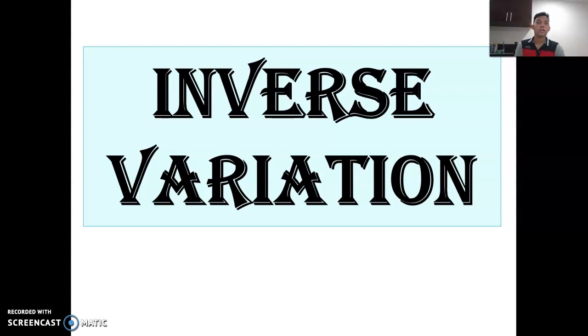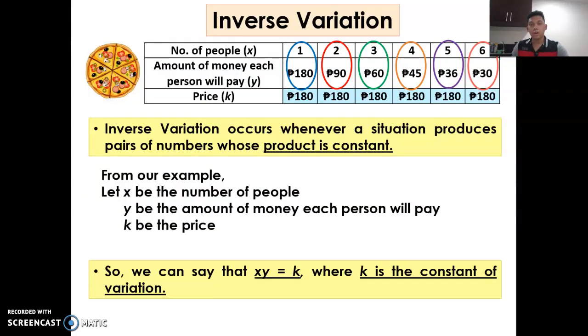In this video, we're going to discuss all about inverse variation. This is just a continuation of what we discussed in the last video, direct variation. All right, let's proceed. In the class we discussed this example already. Inverse variation occurs whenever a situation produces pairs of numbers whose product is constant. In direct variation, it's pairs of numbers whose quotient or ratio is constant. In inverse variation, it's the product this time that is constant.